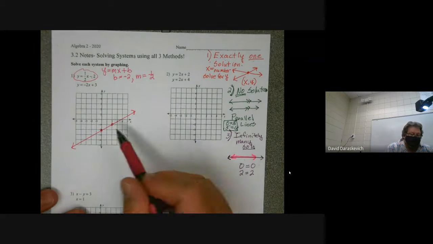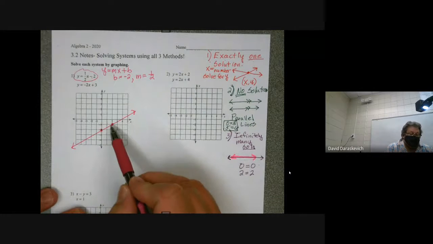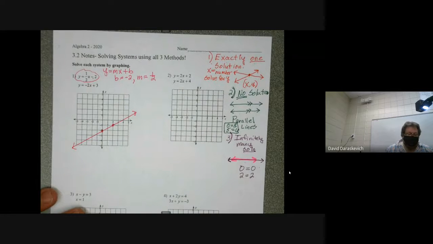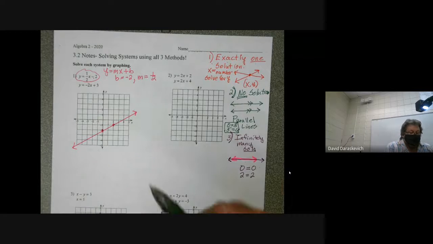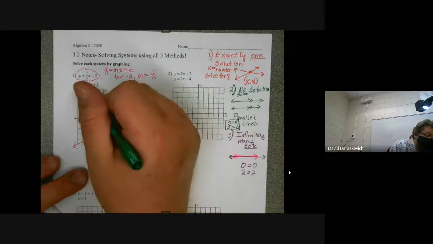Because if these lines don't intersect at a grid point where the grid lines cross, it's going to be extremely difficult to figure out what the solution is, if it has one.